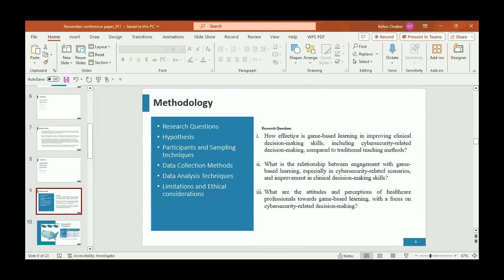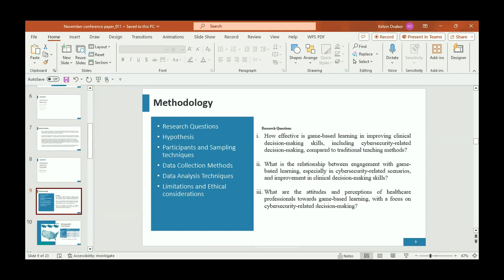Now, what are the research questions? Research questions are three here. The first one is, how effective is the game-based learning in improving clinical decision skills, including cybersecurity-related decision-making, compared to the traditional teaching methods? The second question is, what is the relationship between engagement with game-based learning, especially in cybersecurity scenarios, and the improvement in clinical decision-making skills?